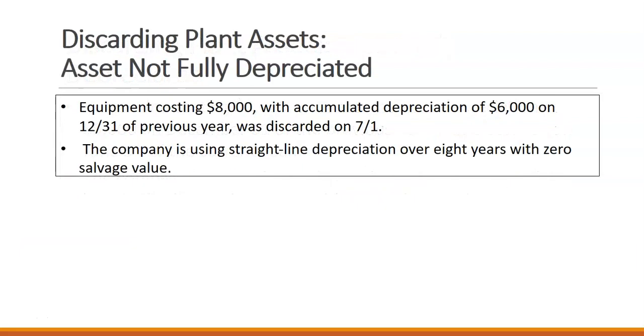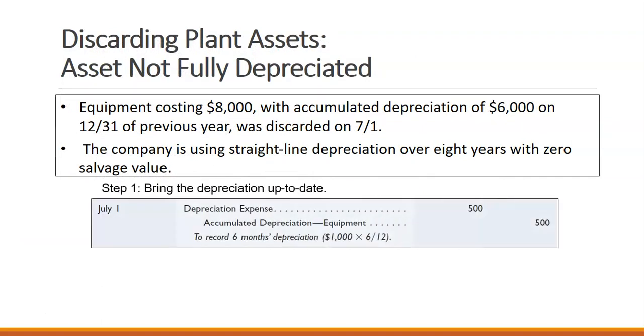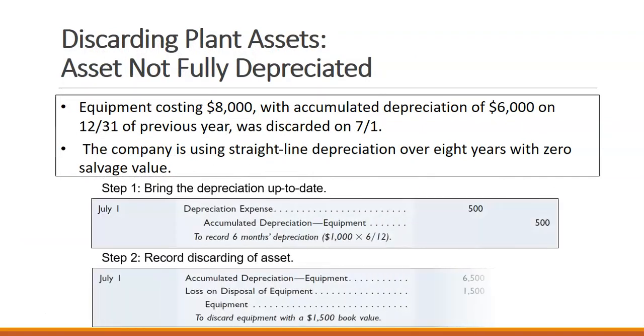However, it's more common that we dispose of those before they're fully depreciated. So in this example, we have equipment costing $8,000 with accumulated depreciation of $6,000 that was discarded on July 1st. We were using straight line depreciation over 8 years with a zero salvage value. The first thing that we have to do is bring our depreciation expense up to date. So the last time we would have recorded depreciation expense would have been our end of year adjusting entry on December 31st. So we need to record 6 months of depreciation on that piece of equipment.